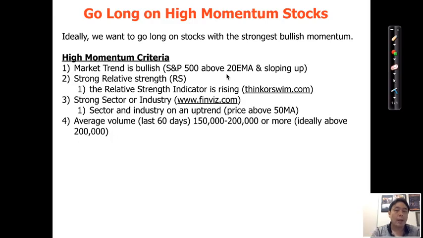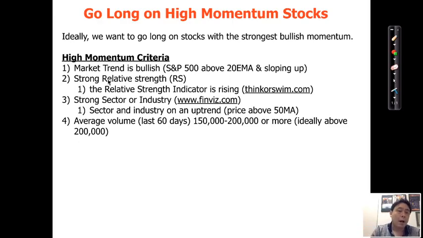So in other words, before I trade, I always take a look at what the S&P 500 is doing. So the S&P is the market index, it represents the whole market. So when the S&P is on an uptrend, I look for stocks to go long. If the S&P is on a downtrend, I avoid going long on any kind of stock. So that's the first thing I look at. The overall market trend must be bullish, number one.